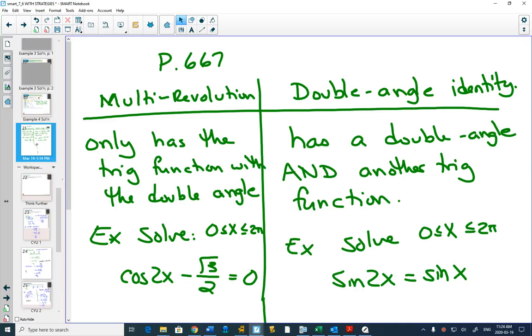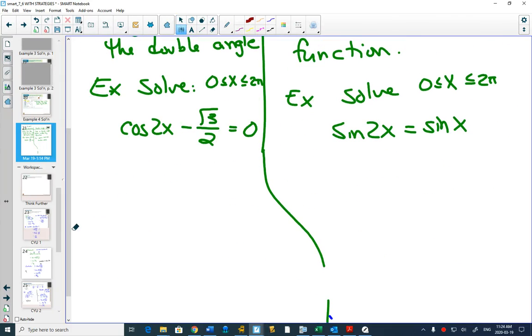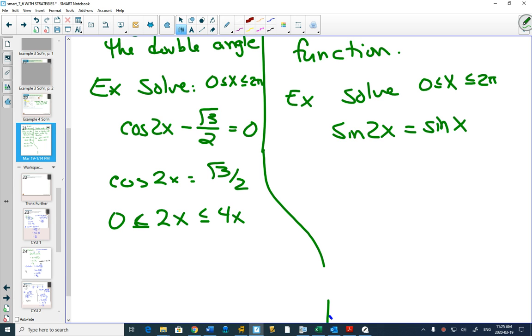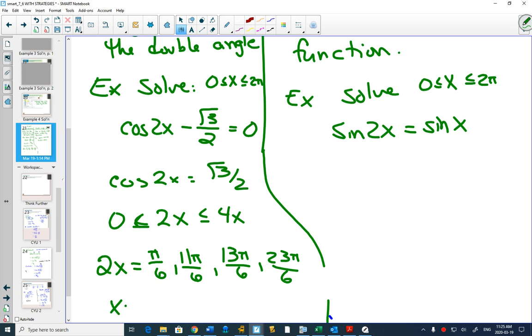Okay, so this one only has one trig function. This we've done already. How do we solve multi-revolution questions? You would take your domain, which is 0 to 2 pi, multiply it by 2, so it's 2 times around. Solve for 2x. When is cos root 3 over 2? That's our pi over 6 family, quadrant 1 and quadrant 4. That's the first time around. Second time around, 13 pi over 6 and 23 pi over 6. Divide by 2 or multiply by a half.